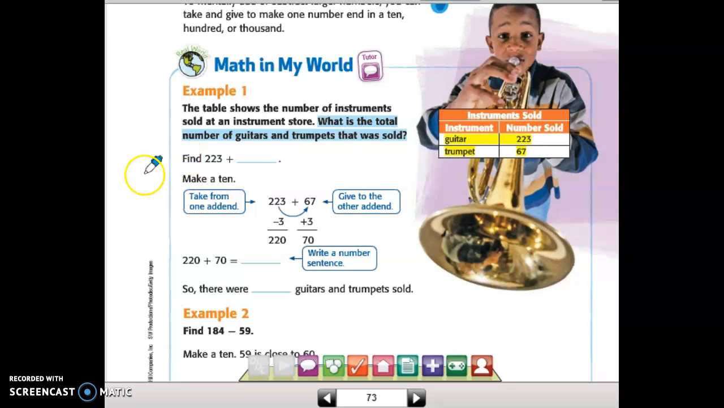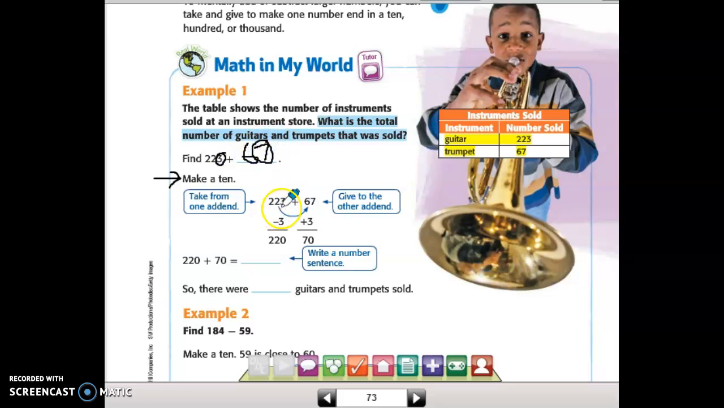Okay, so in order to solve it using the mental math strategy, we need to find 223 plus 67. That's our plan. That's what we have to do to find this answer. What they want us to practice doing is to solve an easier problem by making a 10. So we're taking from one addend. We can see that 3 and 7 make a 10.